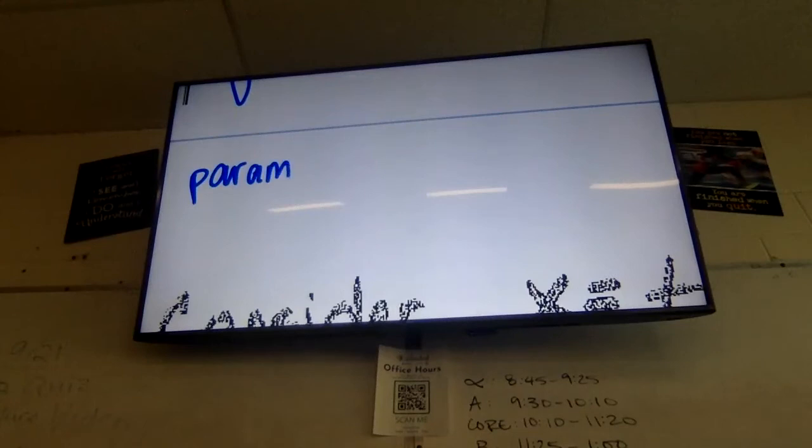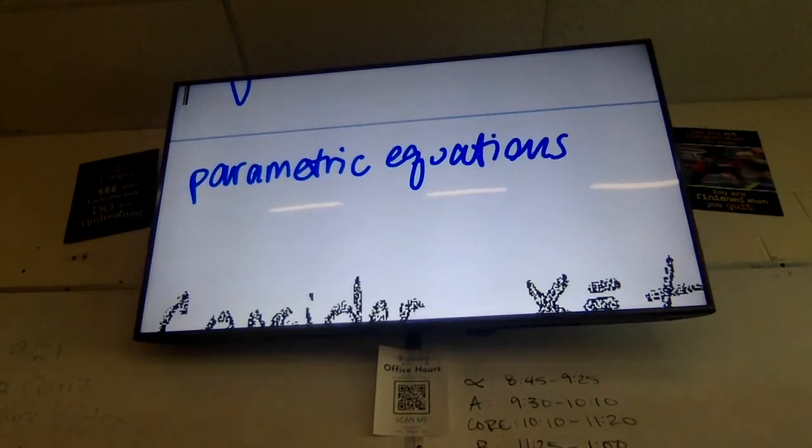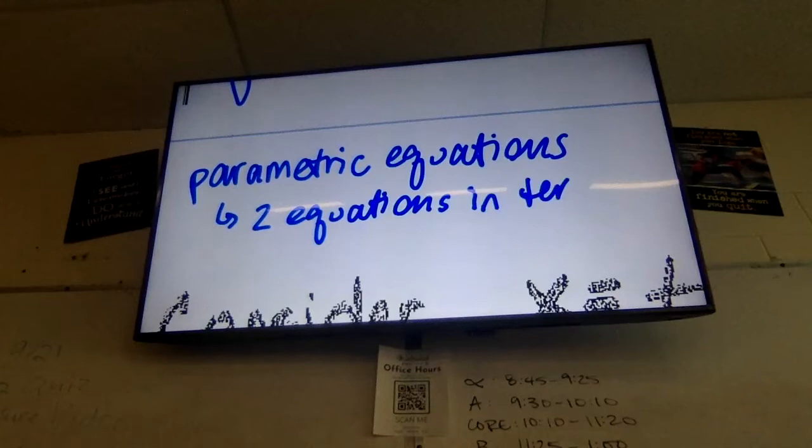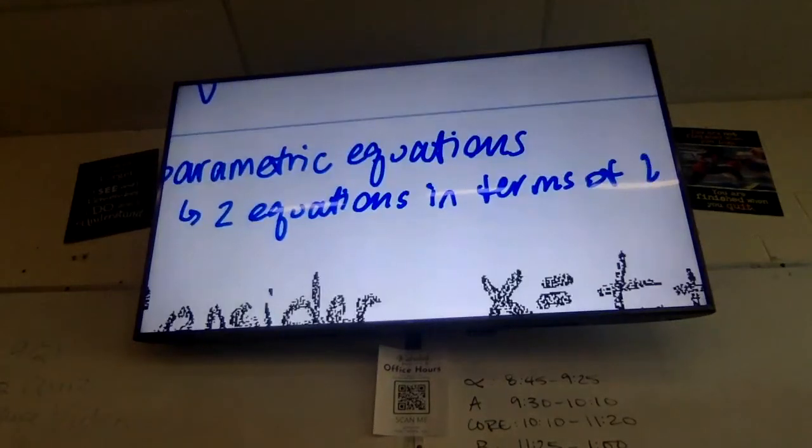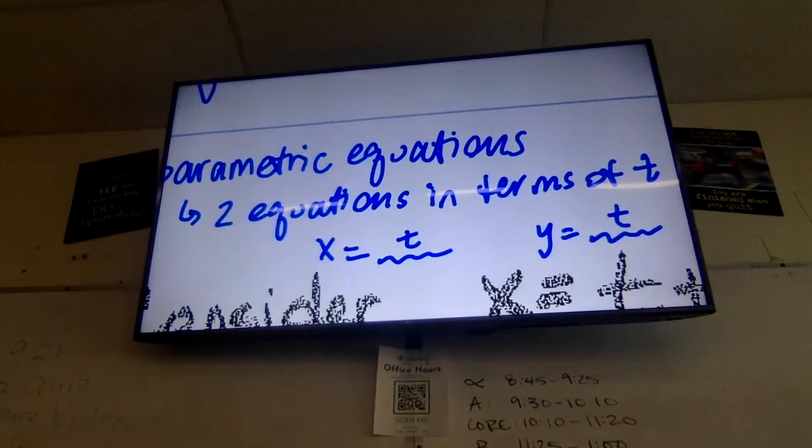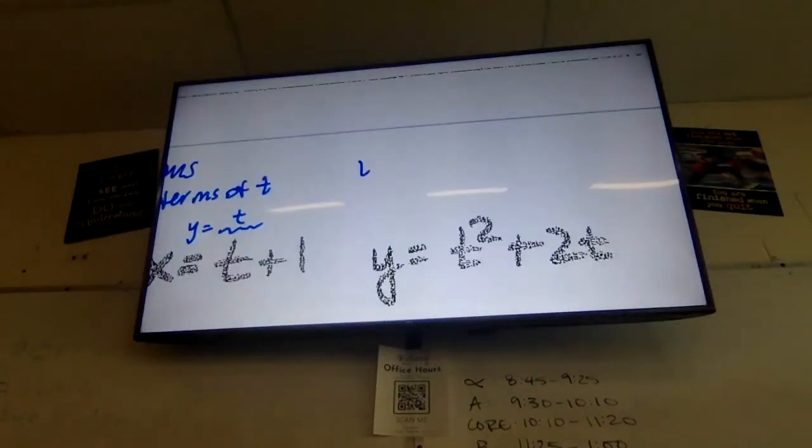So parametric equations. Basically, it means that we have 2 equations in terms of t. One of my equations is going to say x equals something with a t in it. And my other equation is going to say y equals something with a t in it as well. Basically, I took a normal xy function and I split it apart. And t is what we call our parameter. T equals our parameter.